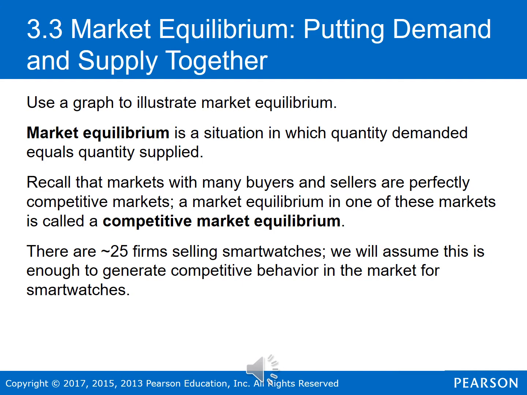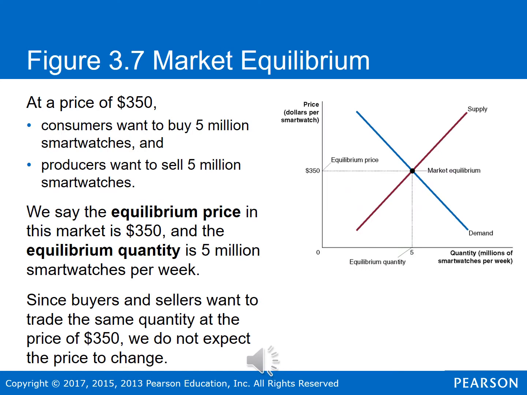So using the smartwatch example, there are about 25 firms selling smartwatches. So we're going to assume that this is enough to generate competition and get this good competitive behavior between firms in the market for smartwatches. So now let's put together the supply and demand curves that we talked about in the previous two sections.